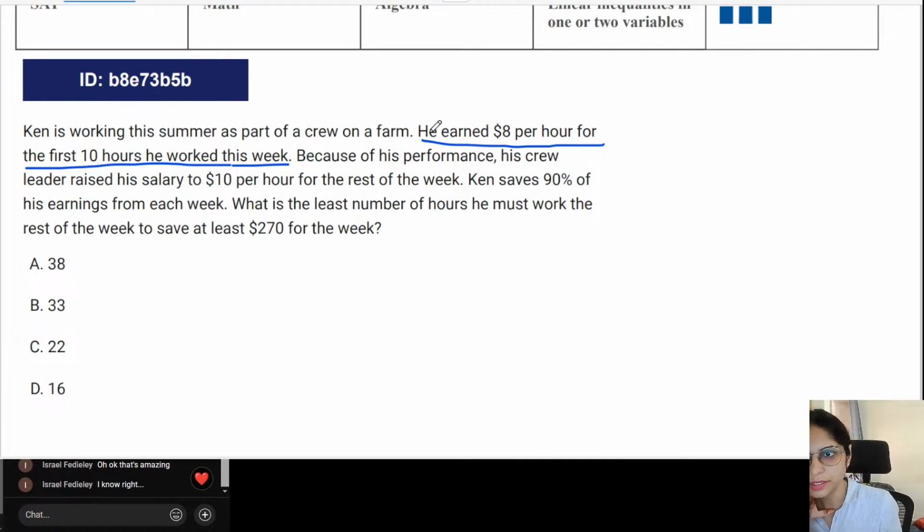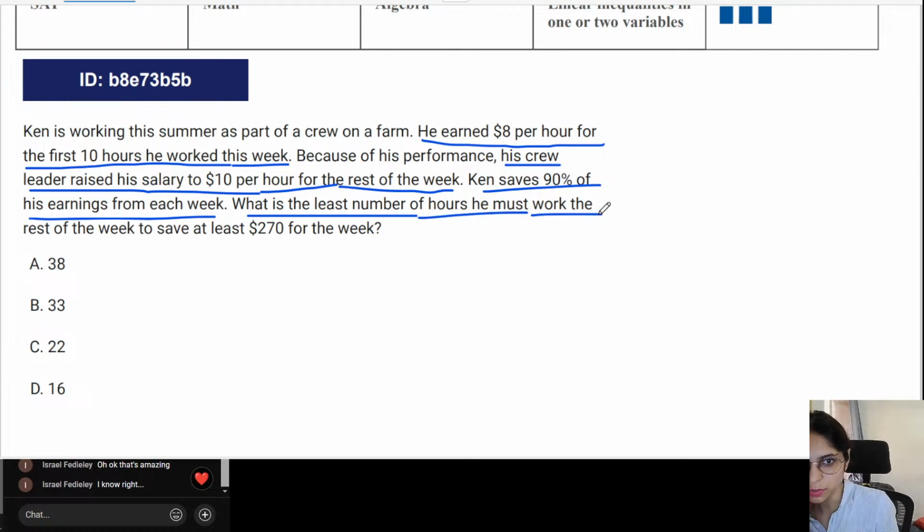He earned $8 per hour for the first 10 hours he worked this week. Because of his performance, his crew leader raised his salary to $10 per hour for the rest of the week. Okay. Ken saves 90% of his earnings from each week. What is the least number of hours he must work the rest of the week to save at least $270 for the week?